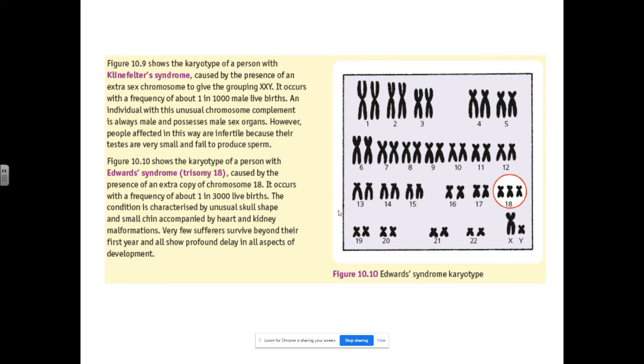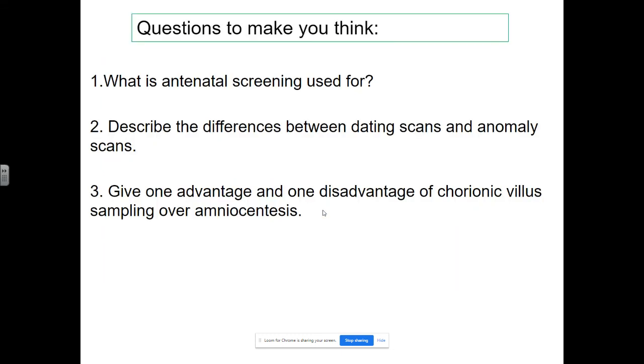In Edwards, which is trisomy 18, you see a lot of these are trisomies. That's due to something called a non-disjunction in meiosis, which you don't need to know about. 3 copies of chromosome 18, 1 in 3,000 live births, characteristic change to the skull shape, small chin accompanied by heart and kidney defects. Very few survive beyond the first year, and all show a profound delay in aspects of development.